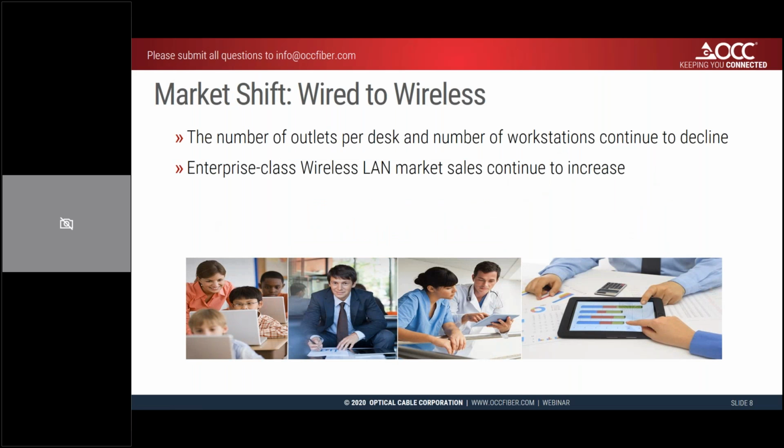All right, so there has been a market shift that we've seen from wired to wireless. The number of outlets per desk and the number of workstations is on a continuous decline, while enterprise class wireless LAN market sales continues to increase. And I think we've all kind of seen that.